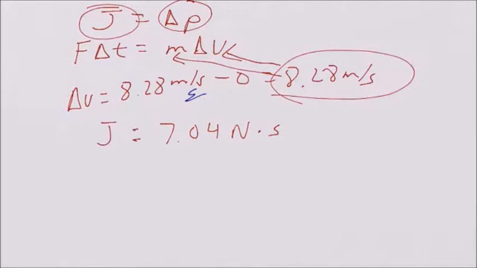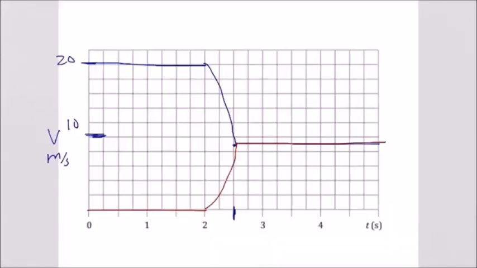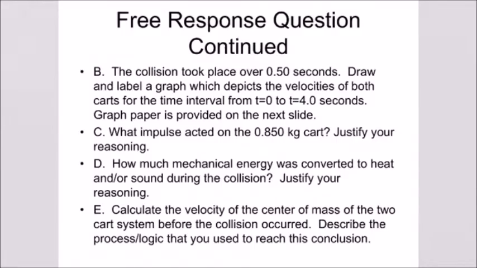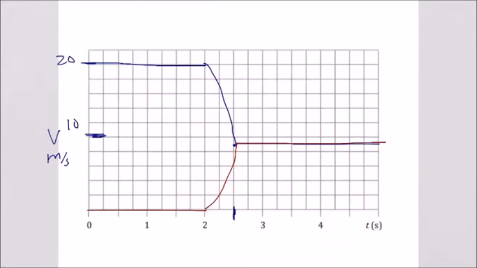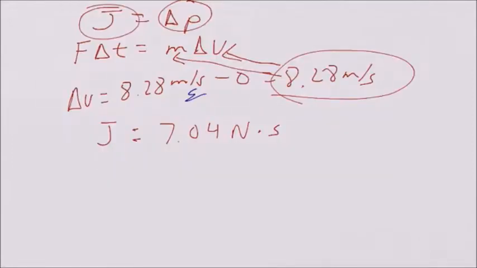So let's back up now and look at part D. How much mechanical energy was converted to heat and or sound during the collision? Justify your answer. Again, let's go here to some blank space. Let's clear up the last problem for a second. So we want to know how much kinetic energy was lost essentially to heat or sound. So first of all, we need to know how much kinetic energy we started with.